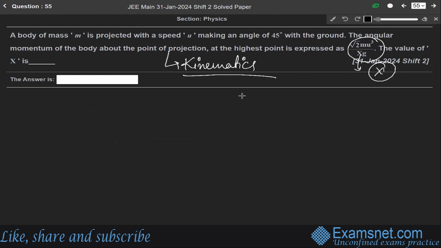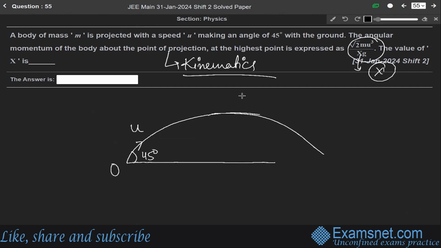So we are given a projectile motion. Let us say a body of mass m is projected with the initial speed u. This is point O and it is making an angle of 45 degree. Now at the highest point, its velocity will become u cos theta, and here theta is 45 degrees, so it will be u cos 45 degree, and this is the maximum height h.